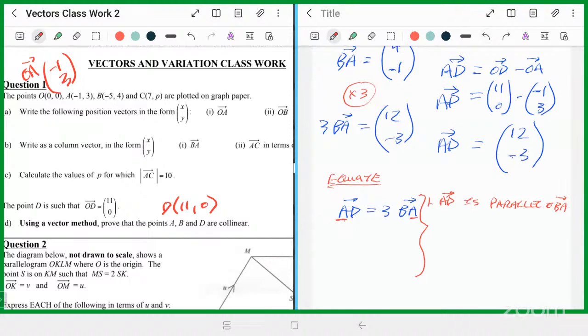Then again, we have a common point A. This is the second thing that must happen for you to have collinear points. So the second thing is that A is a common point. And because these two things happen, it means that the 3 points involved, A, B, and D, are collinear. So we can draw the conclusion: therefore, A, B, and D are collinear, meaning they are on a straight line. 3 points are collinear because we got this equation. That is it.